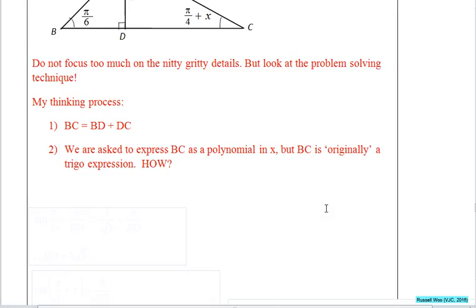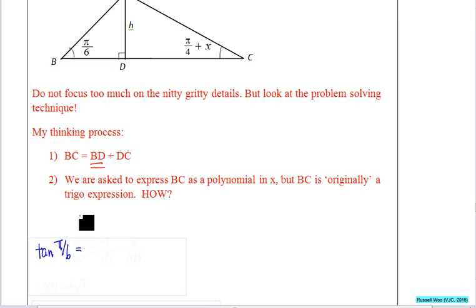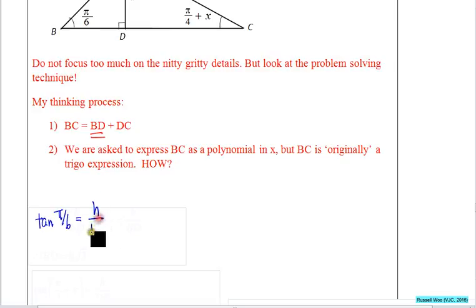Then we start. We start by finding BD, because BD is easy. Use the trigo: tangent pi over 6 must be equal to h over BD. Correct? And tangent pi over 6 is what? Tangent pi over 6 is 1 over root 3. So you cross multiply, BD must be equal to h root 3. Wow, so easy, done. We tackle BD, which is the easier one.